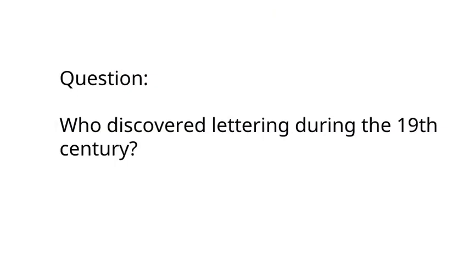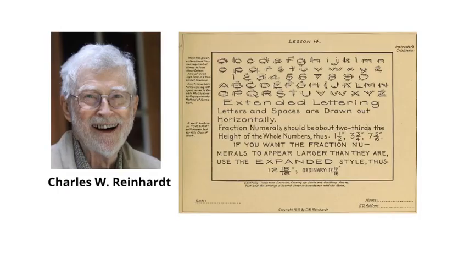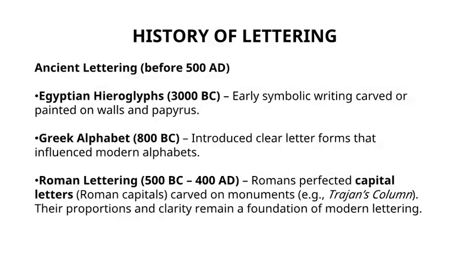Question: who discovered lettering during the 19th century? Lettering was discovered by Charles W. Reinhardt in the 19th century as he drafted letters of the alphabet that are written in Gothic letters. His letters were only written in single-stroke Gothic lettering to give emphasis on the weight of line produced by a pencil. His work became a first step in introducing the world to technical lettering and became a standard basis for style in lettering.